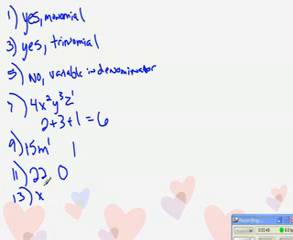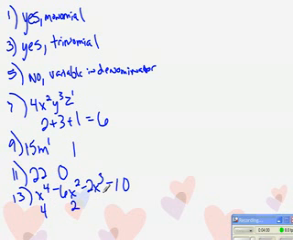Number 13, we've got x to the fourth minus 6x squared minus 2x to the third minus 10. Well, I need to find all these degrees and see which one's biggest. This is a 4, this is a 2, this is a 3, and this is a 0. The biggest one is a 4, so my answer is 4.